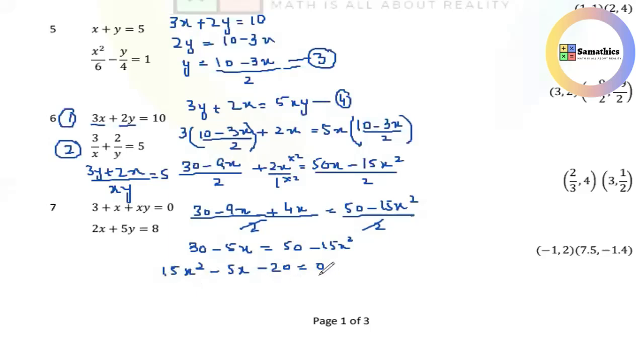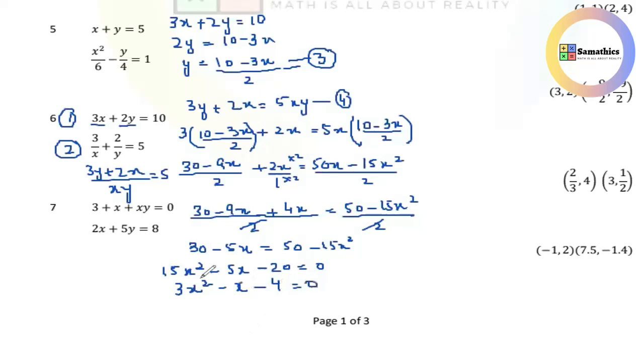So we have all the numbers which are divisible by 5. So if we divide by 5, 5 3s are 15, and 5 1s are 5, and 5 4s are 20. So it will be 3x squared minus x minus 4.